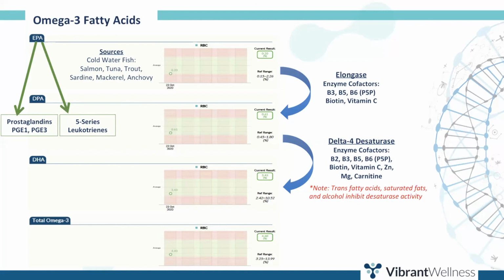Other things that can inhibit the enzyme activity are trans fatty acids, saturated fats, and excessive alcohol intake, which can all inhibit delta desaturase enzymes. You have delta-4, delta-5, and delta-6 in that pathway. So those are some things that can inhibit the enzymatic activity.